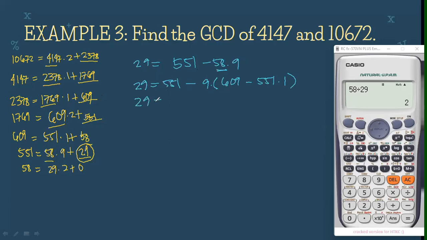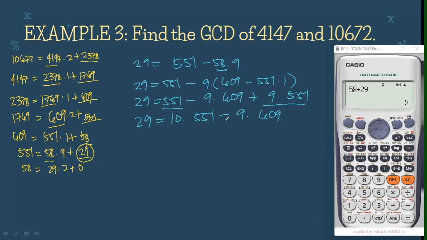So, 29 is equal to 551 minus 9 times 609. Negative times negative, that will give us positive. So, positive 9 times 551. Now, let us combine these two. So, di ba po, ito meron siyang invisible 1. So, that will give us 29 is equal to 10 times 551 minus 9 times 609.